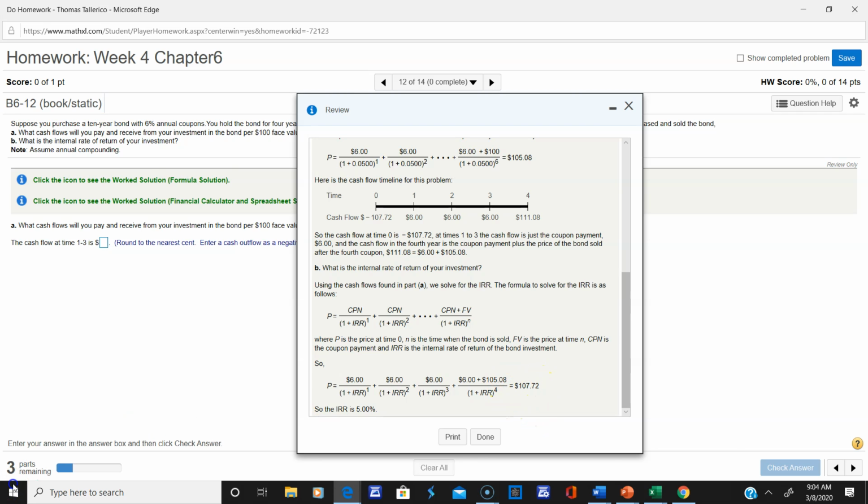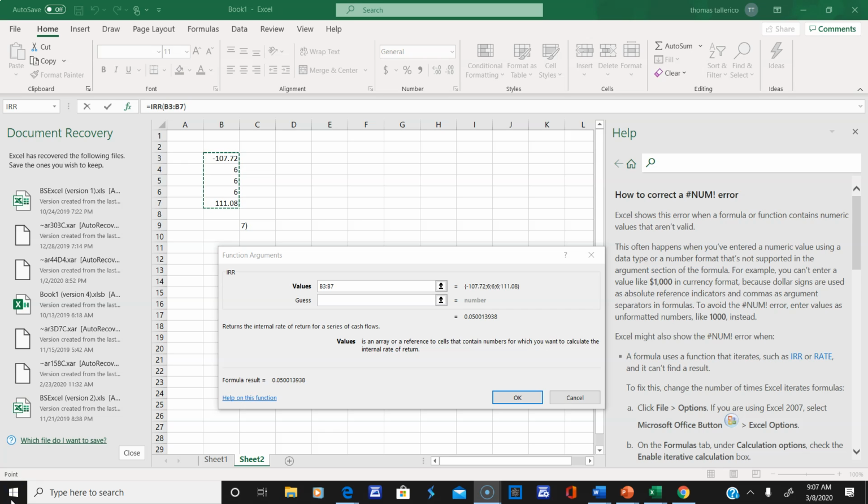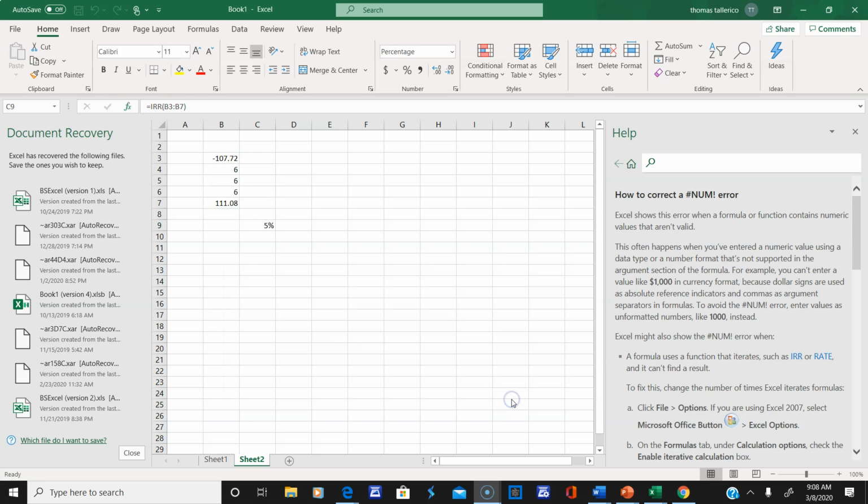So now I brought up Excel and I put the cash flows for the last part in Excel, 107.72. You see that right here? I'm trying to get the internal rate of return. So here are the cash flows from the very last part of that question, and I didn't even bother taking a guess. But you can see that by putting the cash flows in, it tells me the internal rate of return is 5%. And that's all you've got to do. 5%, and that was the answer.